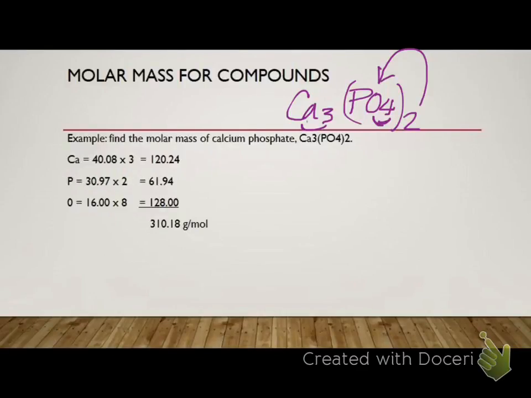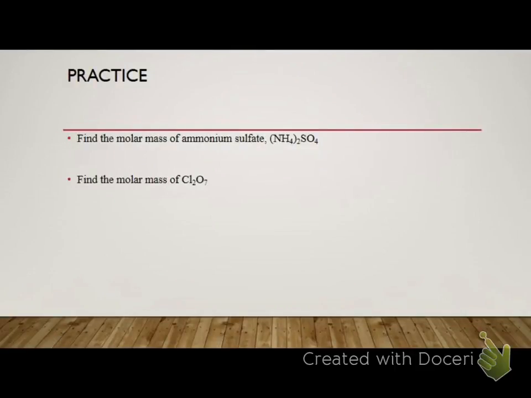So everybody have your calculator ready. All right, so find the molar mass of ammonium sulfate. First of all, how many nitrogen do I have? 2. And someone look up what is the molar mass of nitrogen on your periodic table. 14.01 plus 14.01. How many hydrogen do I have? 8. What is the molar mass of hydrogen?